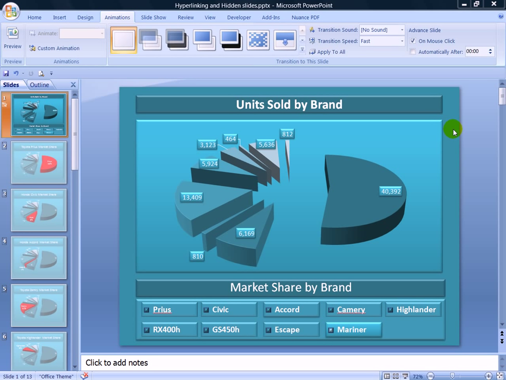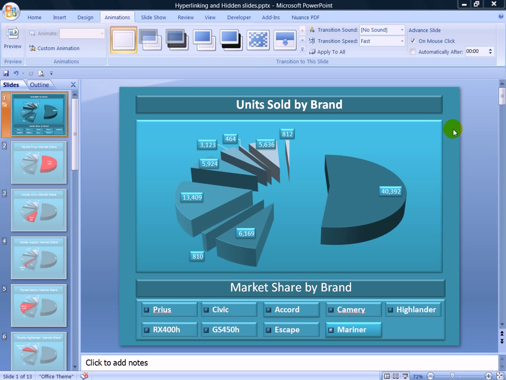Okay, so I've got a show up here. It's talking about units of automobiles, specifically hybrids, sold over a period of time. It's a chart and a few other things involved. And for our purposes, it's less about charts and more about just hyperlinking and other things we can do with slides. So let's take a look at it really quick.